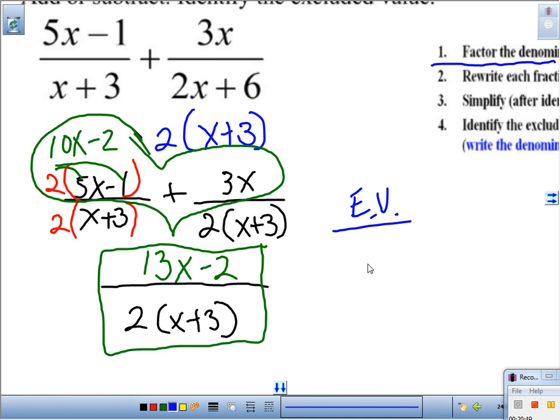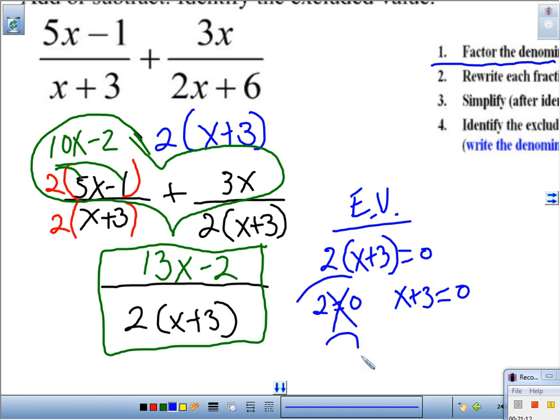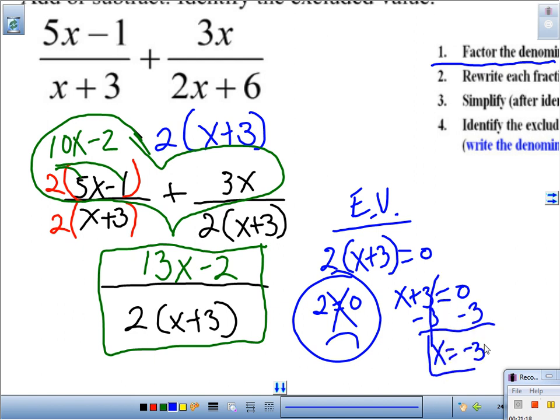Pass to someone? Maria, what do I do from there? That is correct. And now that we have these equal to 0, so it's 2 equal to 0 and x plus 3 equal to 0. Is 2 equal to 0? No, we got rid of that. x plus 3 equal to 0, minus 3 minus 3. X equals negative 3. So my excluded value is negative 3.